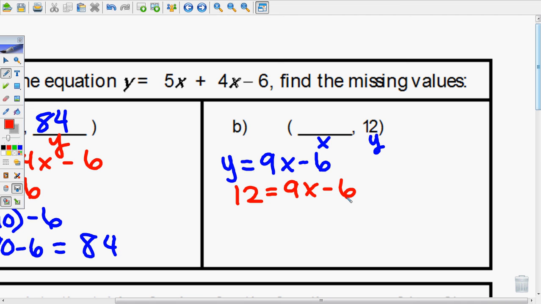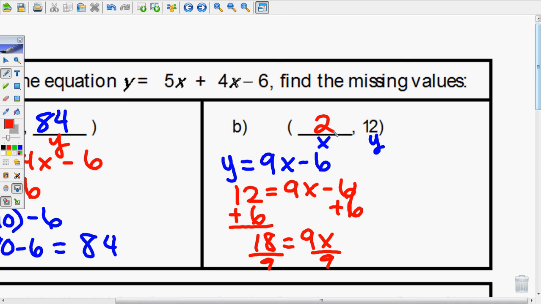I got to break into that vault to get to x. So what's my first line of defense? How do I get rid of that minus 6? It's already minus, so I'm going to add it. That gives me, what's 12 plus 6? 18. 18 equals 9x. I'm almost there. I gotta divide. 18 divided by 9, and so x has to be 2.